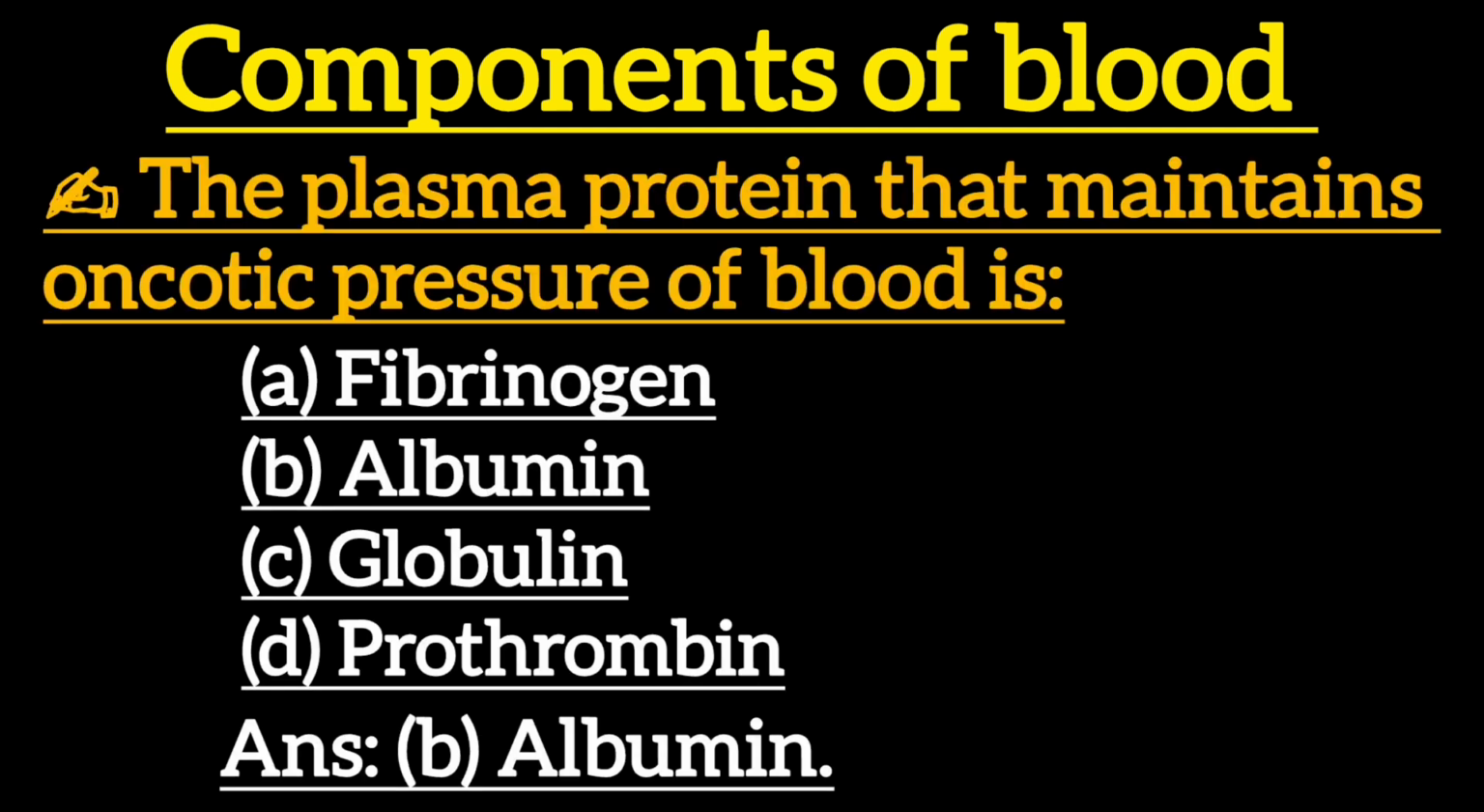Next one is the plasma protein that maintains oncotic pressure of blood is option A fibrinogen, option B albumin, option C globulin, option D prothrombin. Correct answer is option B albumin.